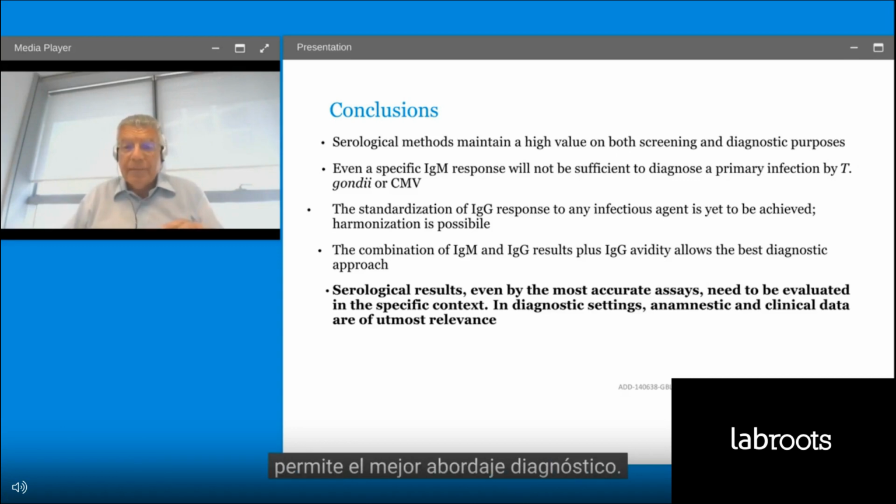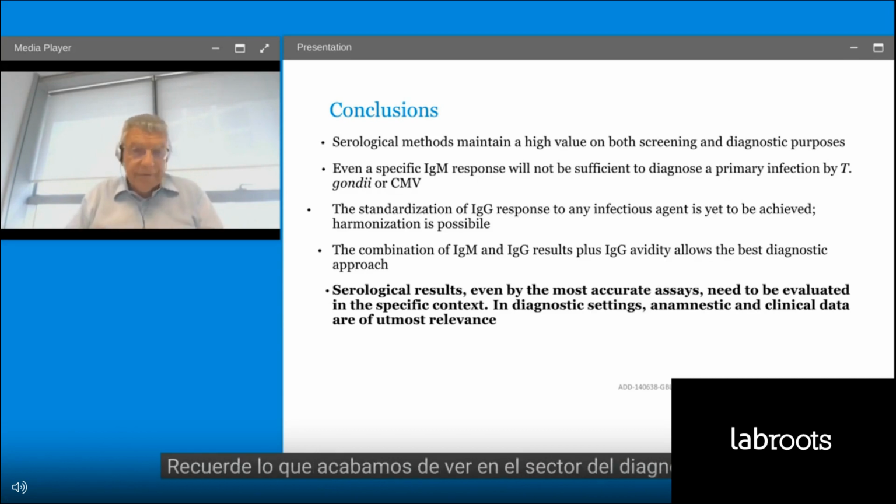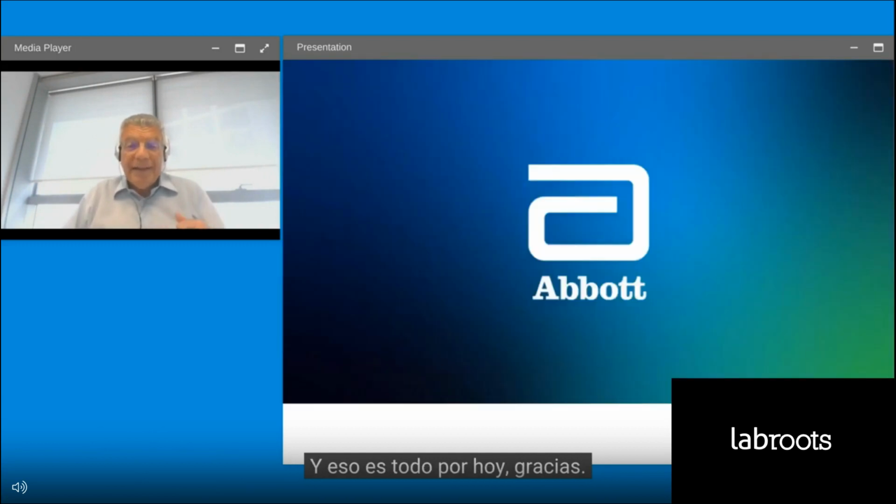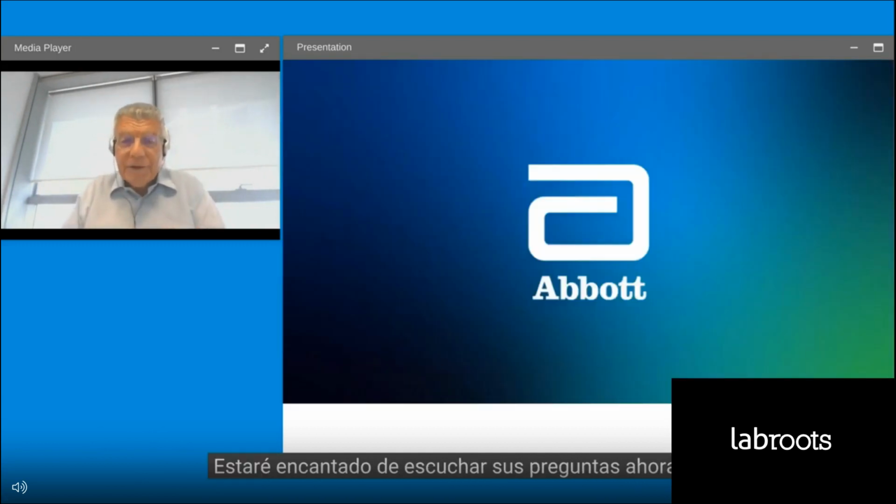And we have seen that the combination of IgM and IgG results plus IgG avidity allows for the best diagnostic approach. But I would like to reinforce this concept: serological testing, even given by the most accurate assay, needs to be evaluated in the specific context. Remember what we have just seen. In a diagnostic setting, especially when you do have the clinical picture, the clinical history, anamnestic and clinical data are for sure of utmost relevance. And that's it for today. Thank you. I will be very happy to hear your questions now.